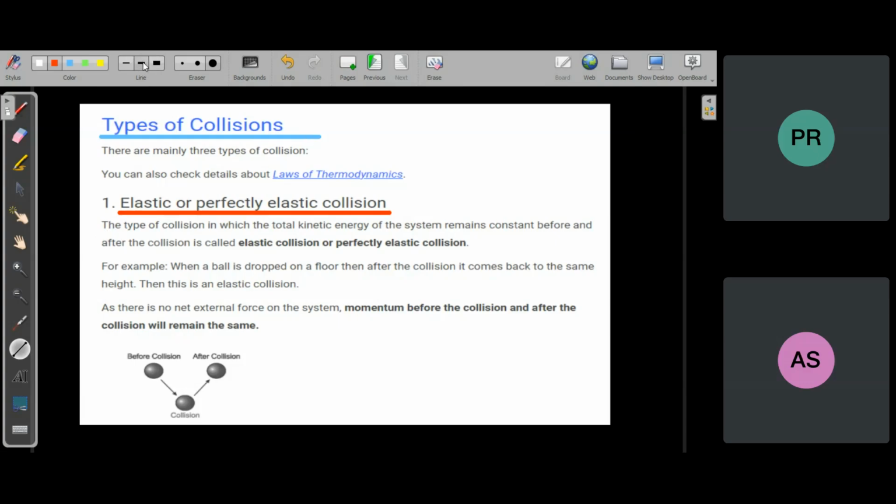So what is perfectly elastic collision? Perfectly elastic collision is a type of collision in which total kinetic energy of the system before the collision is equal to after the collision. So this is the type of collision in which kinetic energy of the system before and after the collision is the same. Are you getting?